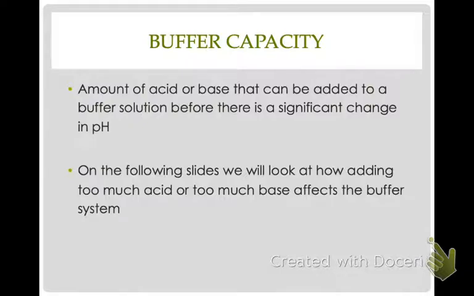Most times we use a titration setup and an indicator, and we would then titrate to determine the buffer capacity. And titration is something that you've actually been able to do in lab, thank goodness. We were able to get that in before our closure. On the following slides, we're going to look at how adding too much acid or too much base affects that buffer system.